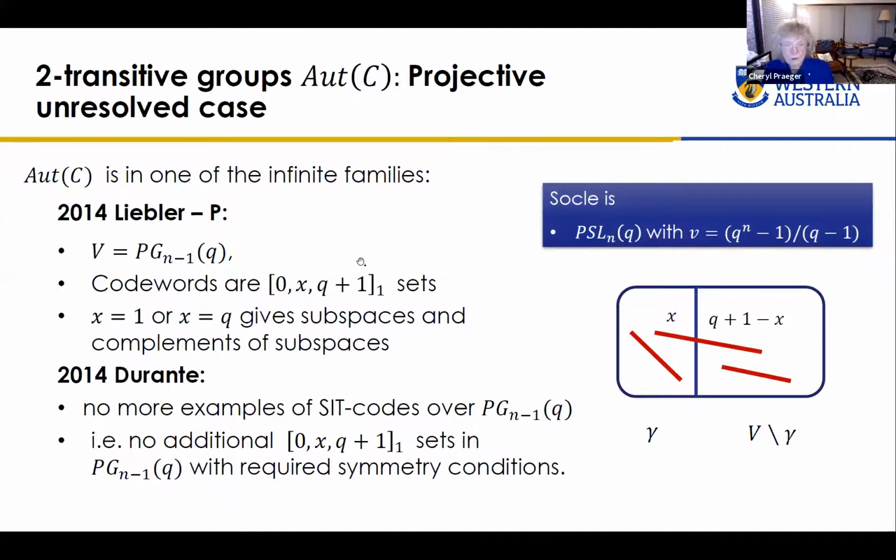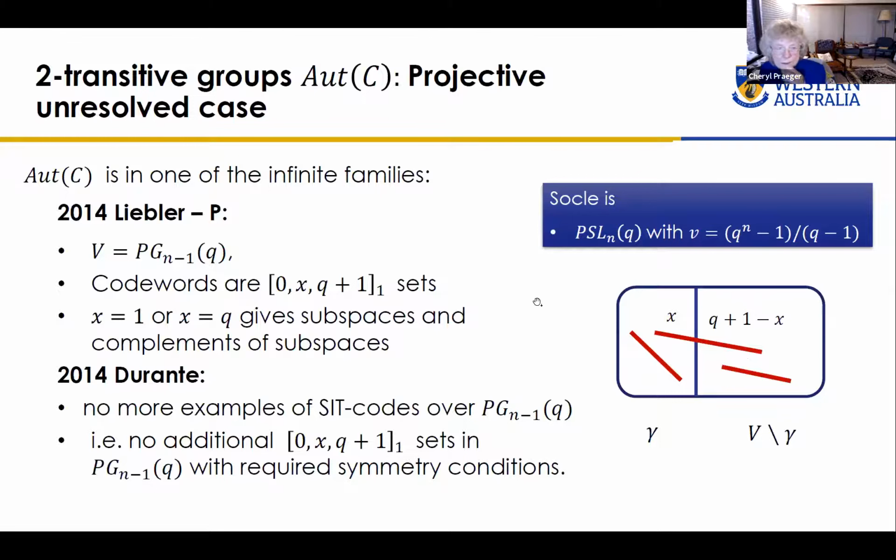Here we've got a picture of our unresolved case. Here's a picture of the base set. So this is the points of the projective space. And so my code word is a k-element subset. And I can think, what do I know about the projective lines? They've got q + 1 points. They might lie inside my code word. They might lie outside my code word, or they might lie partly in and partly out.